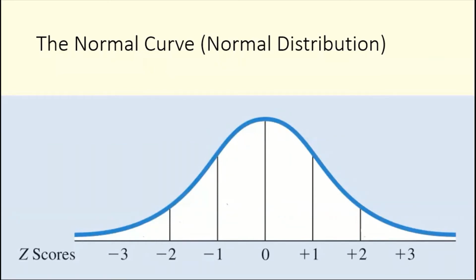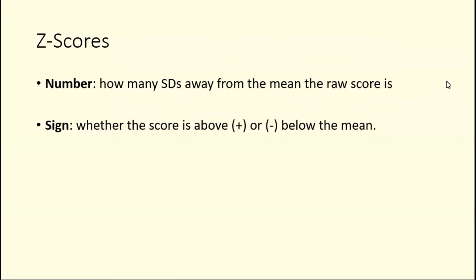+3, -3, 3 standard deviations away from the mean. And so first of all, how do we read these z-scores? We're going to have 2 bits of information here. When we look at a z-score, we're going to have a number and we're going to have a sign.